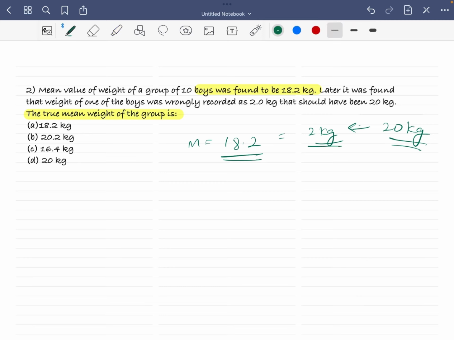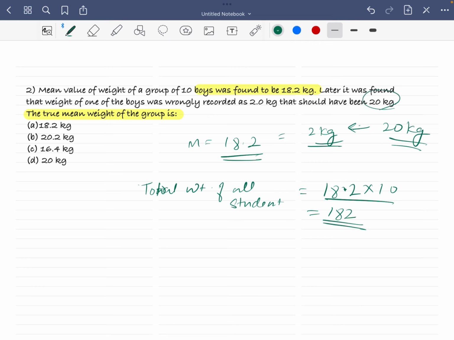So in this, one unit is wrong. So we have to find the total weight. What will be the total weight of all students, right? It will be mean times number of students, basically 182. Now we know that one of the students' weight was 20 kg, but it is recorded as 2 kg. So he was recorded 18 kg less than required. So we have to just add.